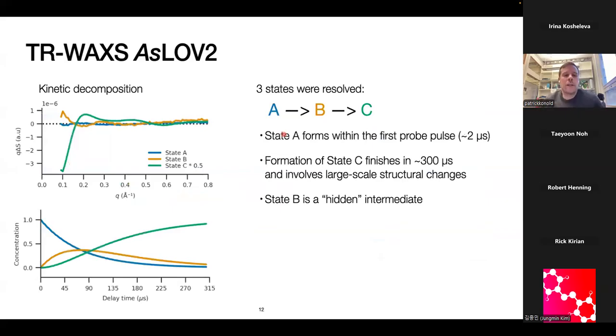Now we have to think about how to understand the data, and the first thing we wanted to do was this kinetic decomposition to figure out how many potential states might be involved. We first assumed just a simple two-state model of, say, A going to B, and found that didn't sufficiently capture the dynamics that were happening. So we then added a third state, in this sequential fashion, which seemed to fit the data quite well.